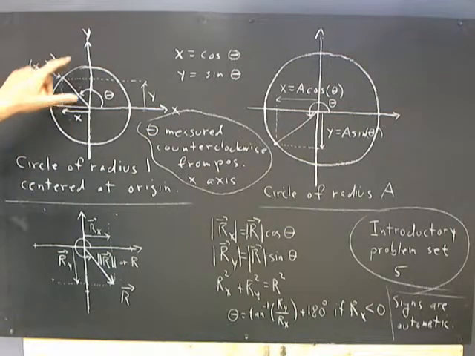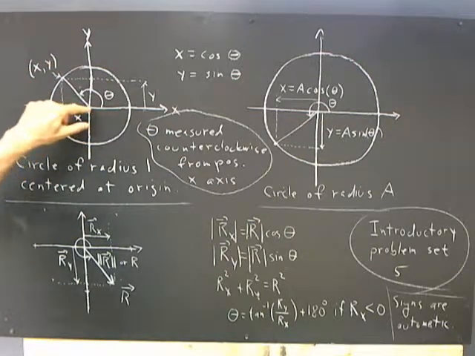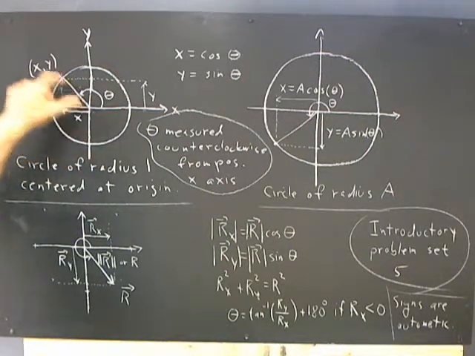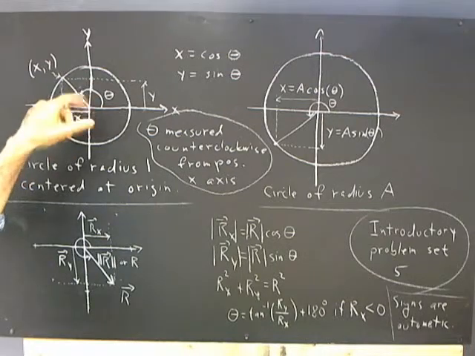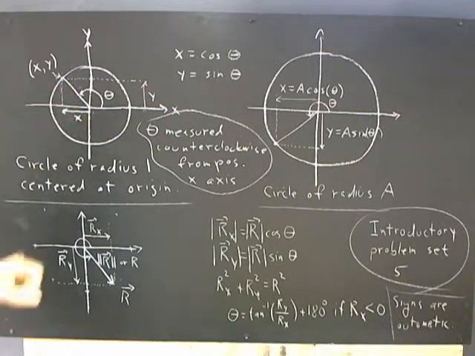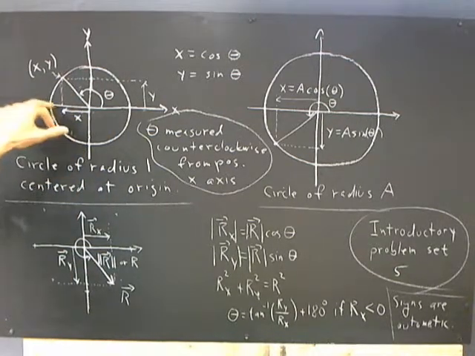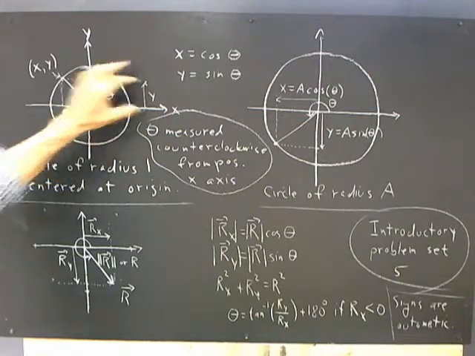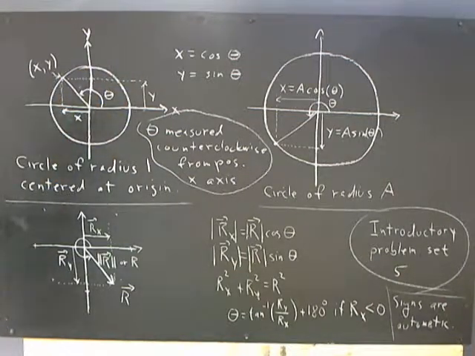So again, for any point on the circle, we draw a radius from the center of the circle to that point, theta being the angle from the positive x-axis. Then the x-coordinate is the cosine of the angle, the y-coordinate is the sine of the angle.